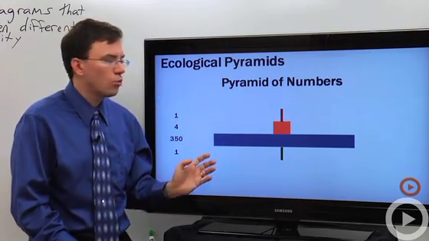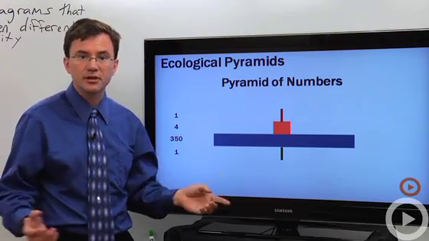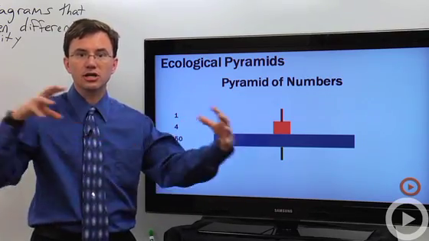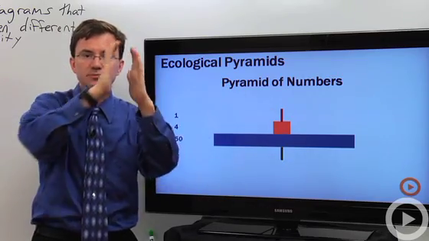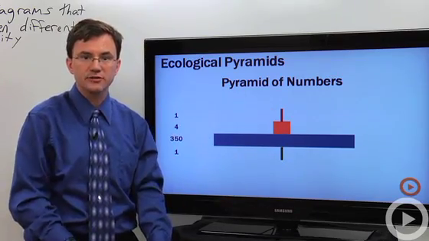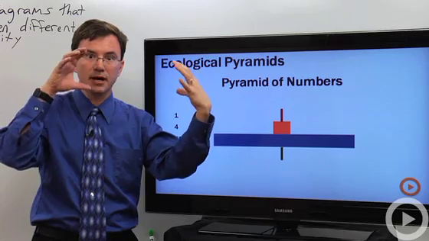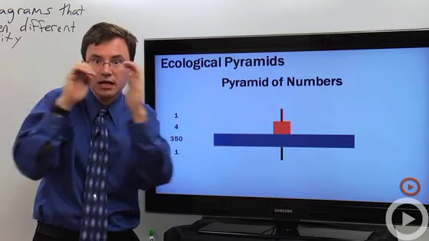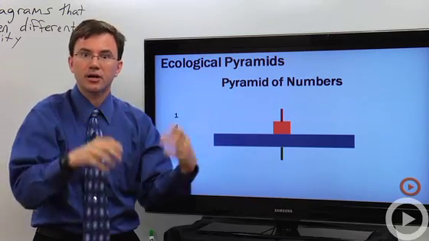Oh, okay. Whereas if we did, say, an aquatic environment, and we're counting the number of algae in an area, then you're talking about a huge base with much smaller numbers on top, especially if it's like algae being eaten by a humpback whale. Then you're going to have a huge number of algae and maybe one humpback whale.